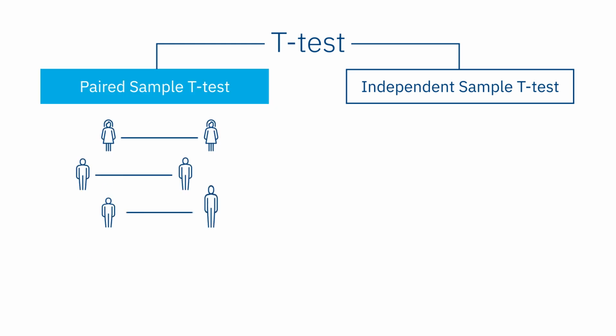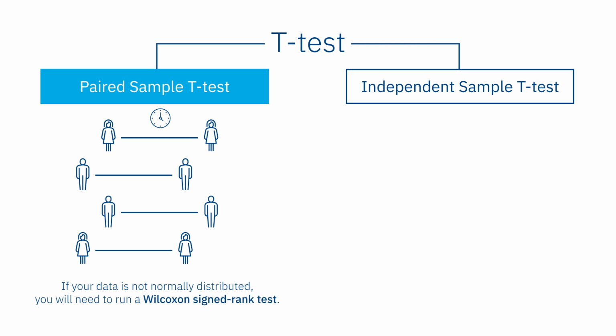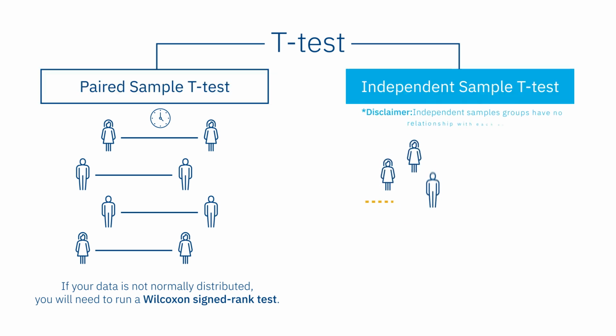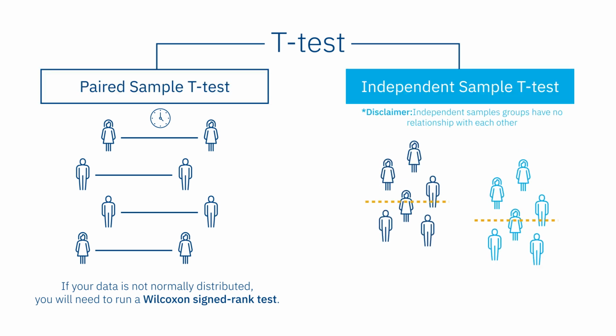A paired sample t-test is used when you're interested in comparing the same or similar groups at two different time points. If your data is not normally distributed, you will need to run a Wilcoxon signed-rank test. Independent sample t-tests are used when you are interested in comparing the scores of different groups on the same test. If your data is not normally distributed here, you will need to run a Mann-Whitney U-test.